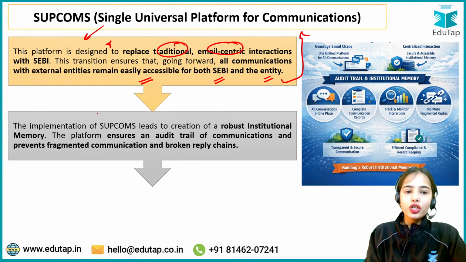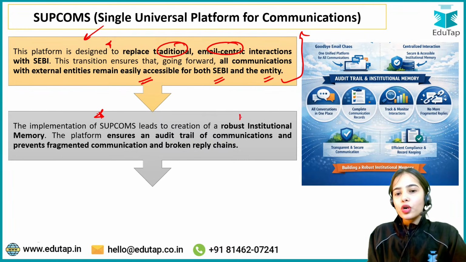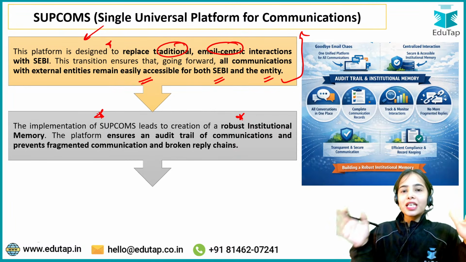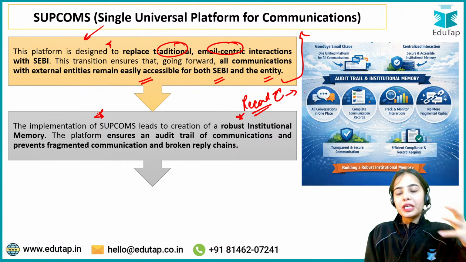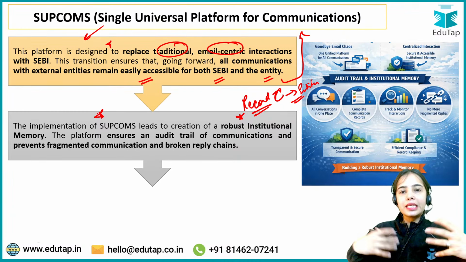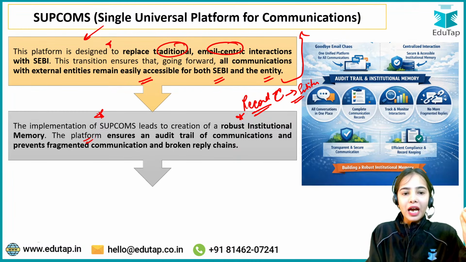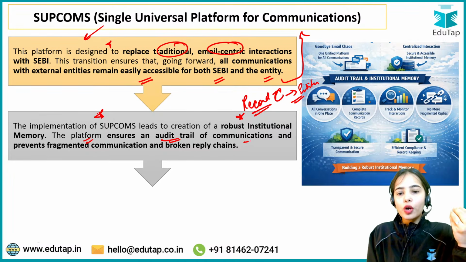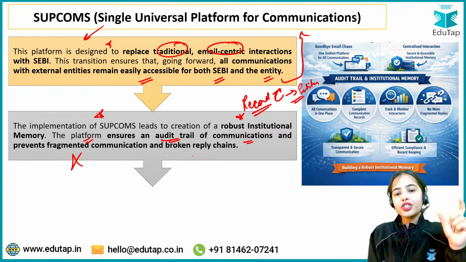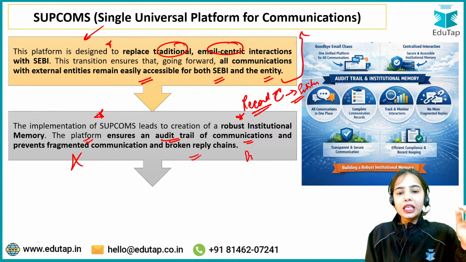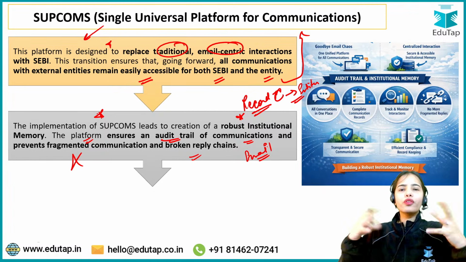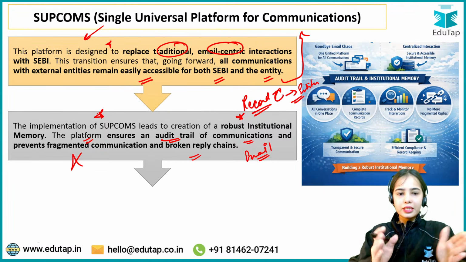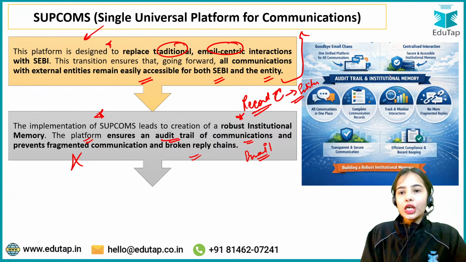So the implementation of SUPCOMS leads to the creation of a robust institutional memory that is going to record the communication with a particular entity at one place, so it is easily identifiable, it is easily approachable. The platform ensures an audit trail of communications and prevents fragmented communication and broken reply chains. So in email there can be many broken reply chains, where a new trail mail has started and a lot of confusion arises. So instead of that, this is the solution.